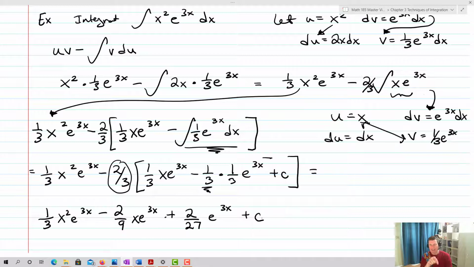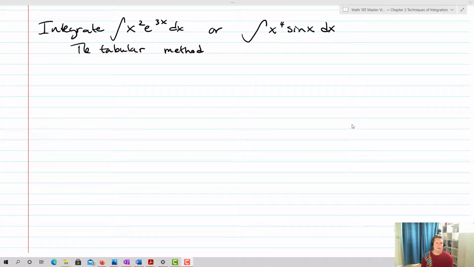What I'm going to do in this next one is show you a shortcut method, or a method to keep these things organized when we have a very special class of functions that we're looking to integrate. Let's say, for example, that now we want to take a look at integrating special functions like x squared e to the 3x dx or x to the 4th sine x dx. And what we're going to use is a special thing called the tabular method.